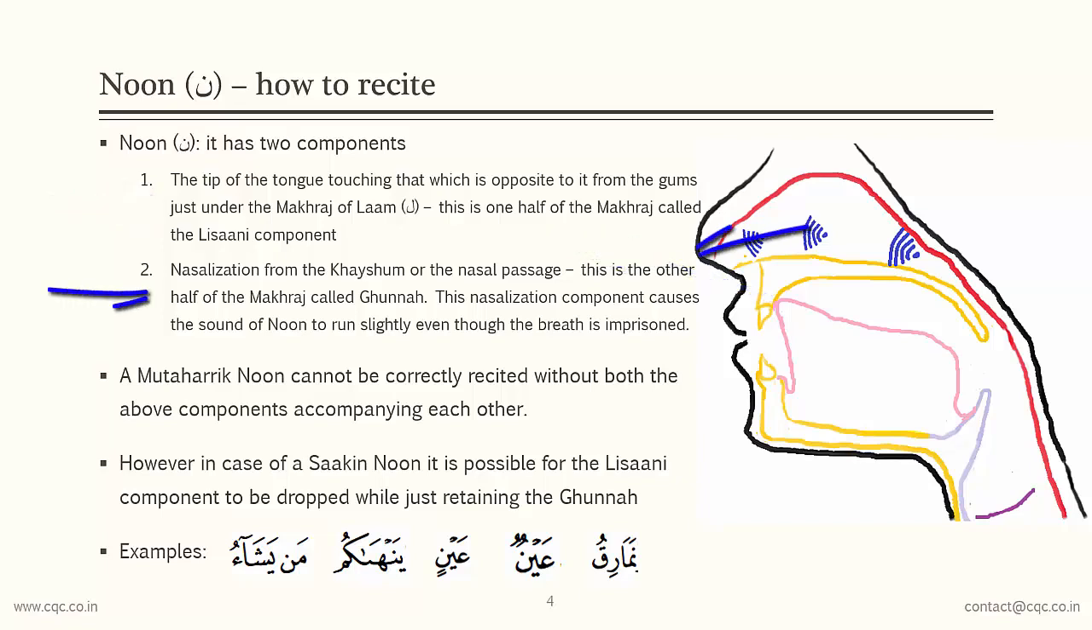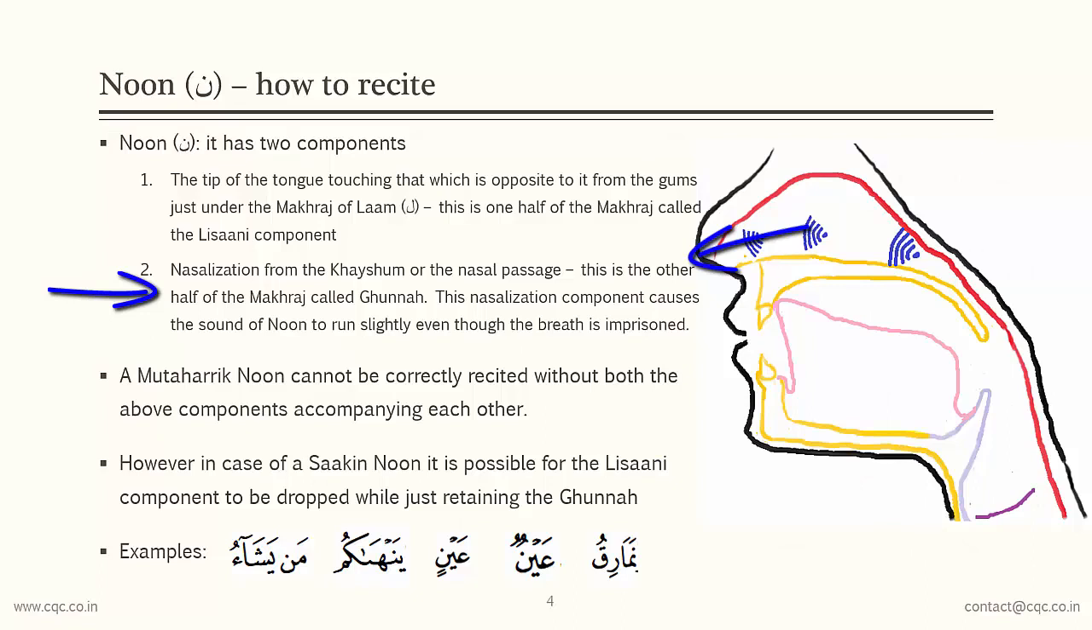There is also a component due to the nasalization of the letter which emanates from the khayshum or the nasal passage. This is the other half of the makhraj and it is termed as ghunnah. It is the sound of the ghunnah or the nasalization that actually continues to run slightly for this letter. When you recite it with a sukoon, an, in, un, notice how the nasalization continues to run slightly.